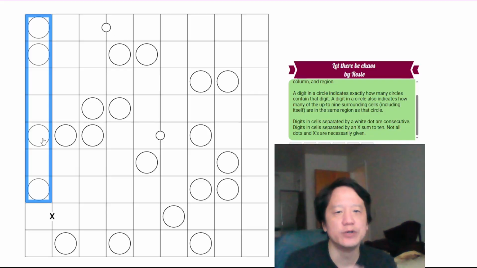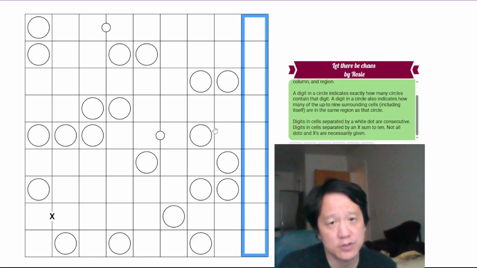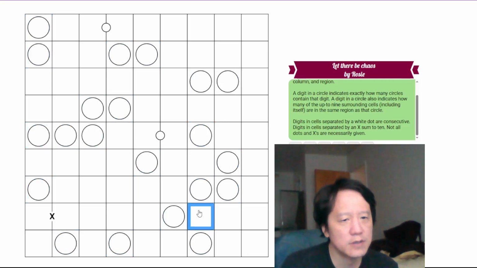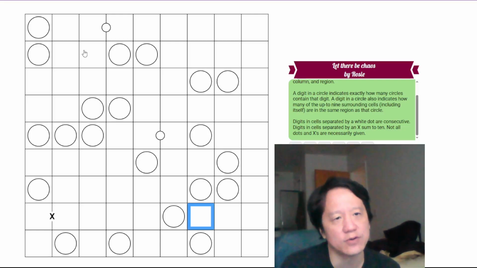One thing you do know is that since we are missing a circle here, 9 cannot be in circles. And in fact, 8 is very unlikely to be 2, but... Yeah, actually, how would 8 work? 8 can't be in circles either, because 8 would have to be here, and then here.